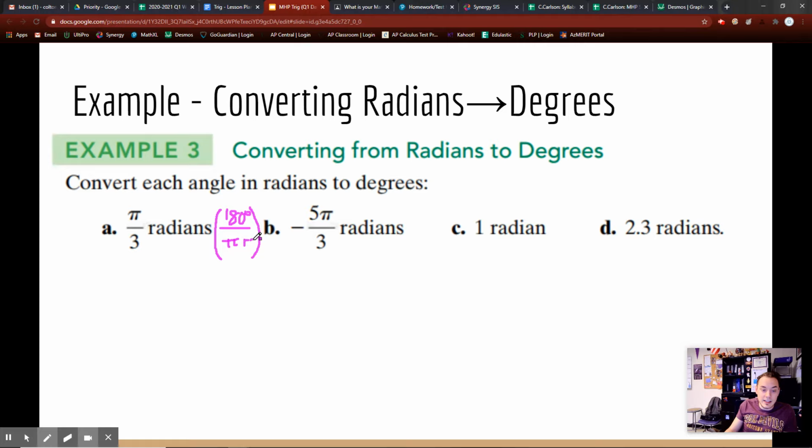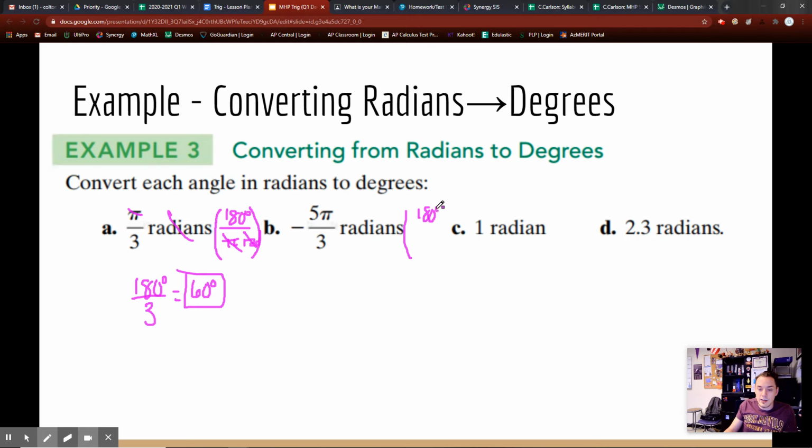Now, technically, again, this is radians. I'm going to kind of squeeze it in there. And the radians go poofy, and even the pi's go poofy. So what am I really left with? I'm left with 180 all over 3, which in this case is 60 degrees. Perfect. Notice how I keep the degree symbol there. Now let's go to the next one.